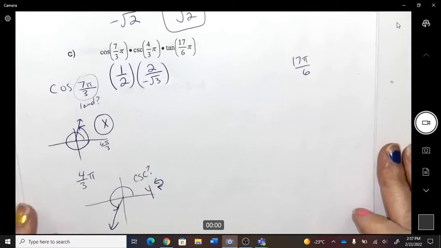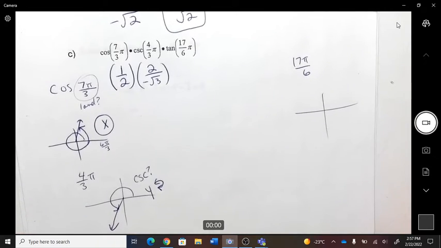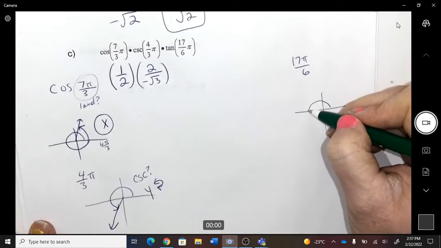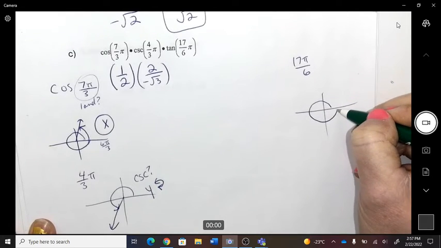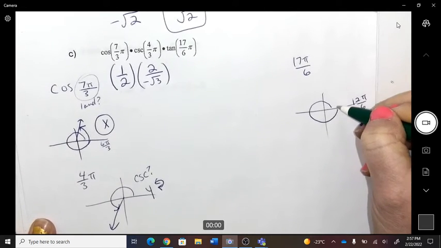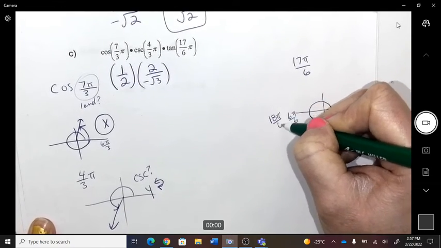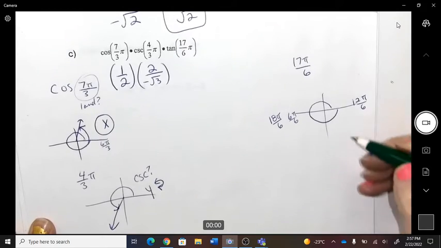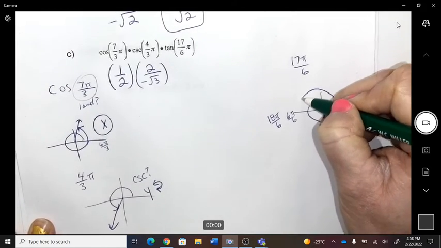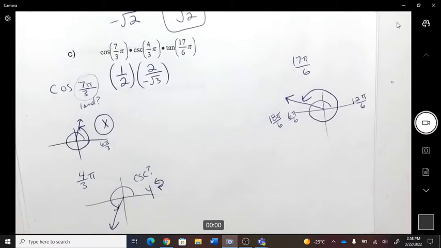Okay, 17 pi over 6. So that's going to be a circle and then some. So can you do 6 over 6? Okay, a full circle is 12 over 6. What do you think? The next half circle would be what? 18 over 6? So I shouldn't do that. So from 12, I need to go 5 pi over 6 more. 12 plus 5. So that's where I'm at.